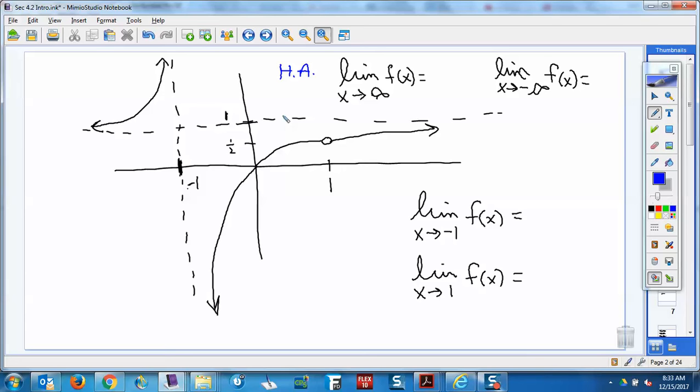End behavior, right? What's happening to the function way, way, way, way out there, and what's happening to the function way, way, way over there to the left. That's what a horizontal asymptote is. Okay? It's a limit as x approaches positive or negative infinity. So on this graph, as x approaches positive infinity, the function values seem to be getting closer to what?